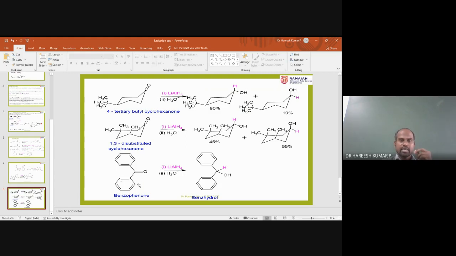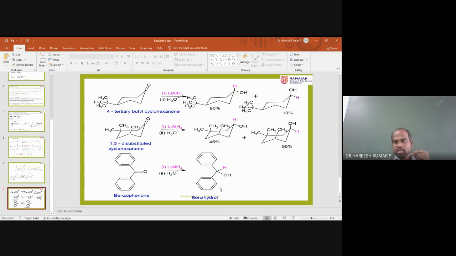The name of this compound is benzophenone. Benzophenone is converted into benzhydrol. Lithium aluminum hydride acts as a source of hydride and attacks the electron deficient carbon, giving rise to benzhydrol. This is a solid, and this is also a solid.